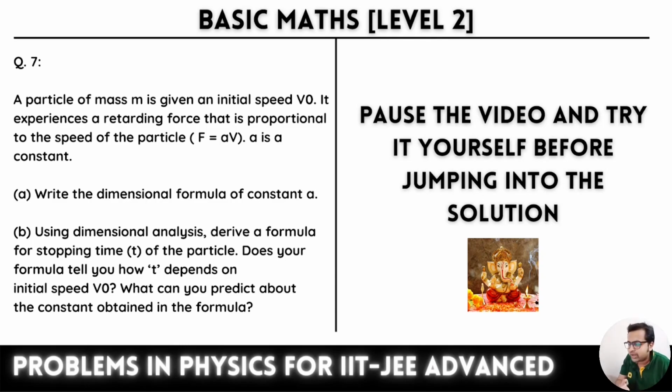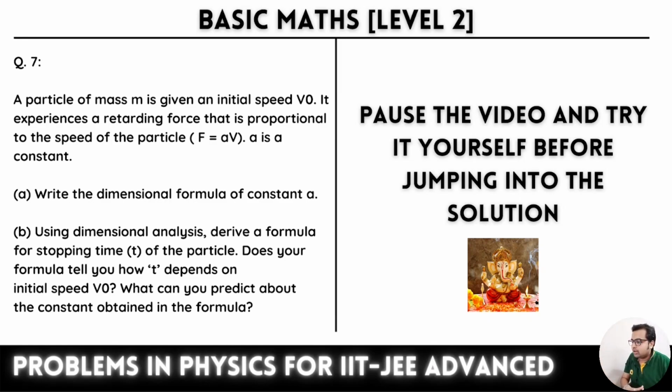So what is the stopping time of the particle? You know that if the particle is moving, it is experiencing a retarding force as given in the question. If any object is experiencing a retarding force, after some point of time it will stop. It is a very straightforward observation. So stopping time is the time at which the particle will stop. You have to derive the formula for stopping time.